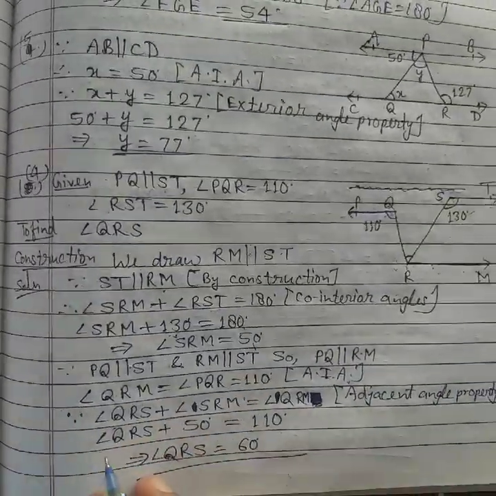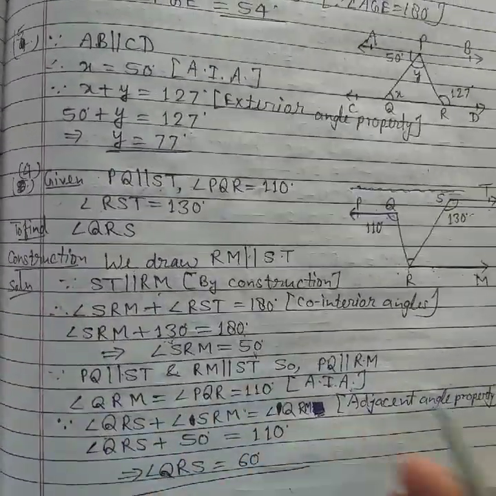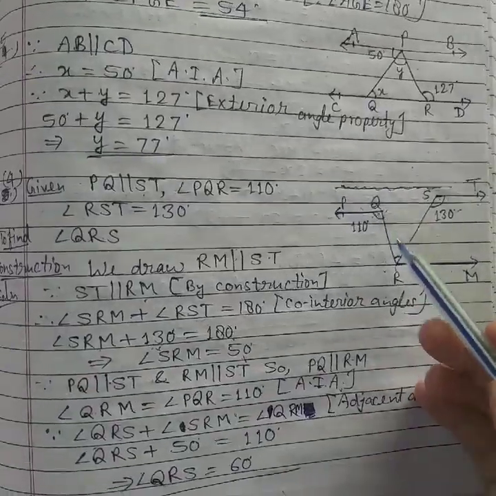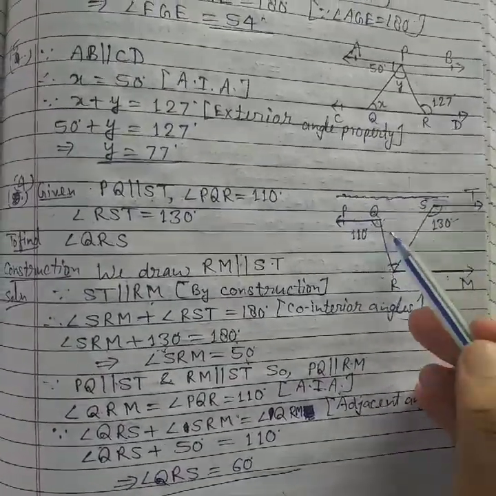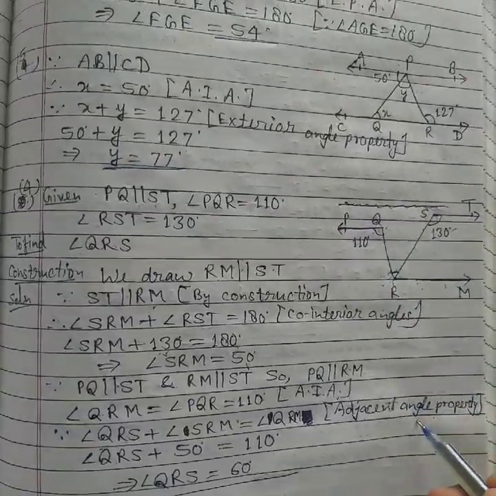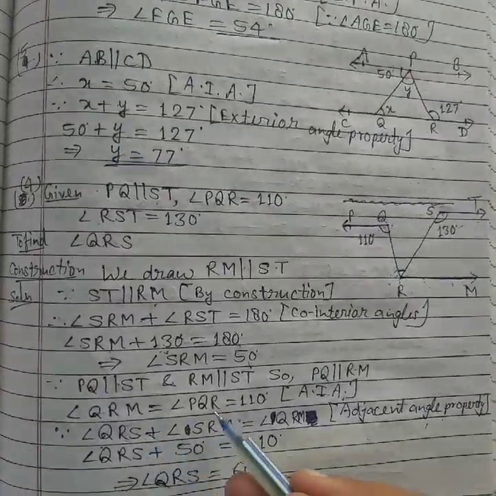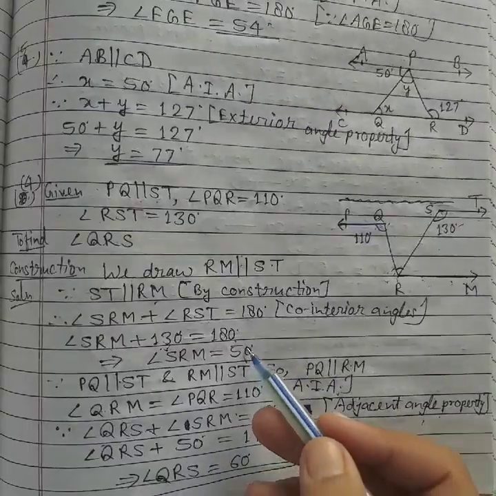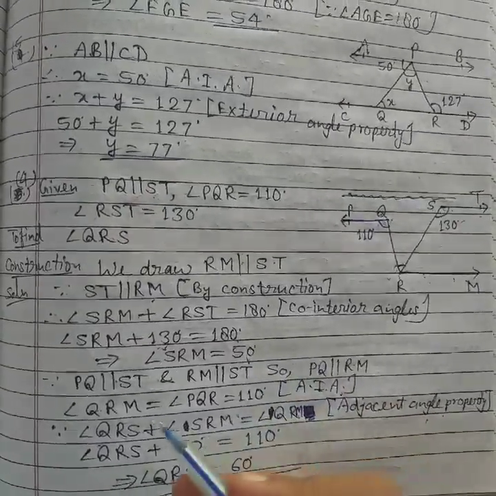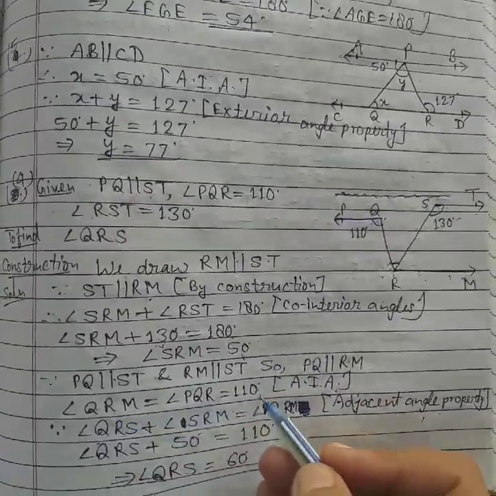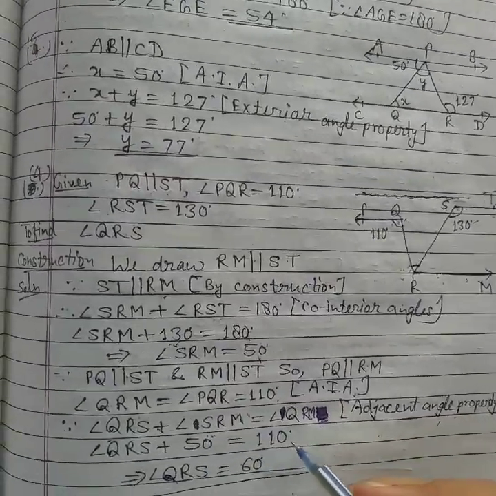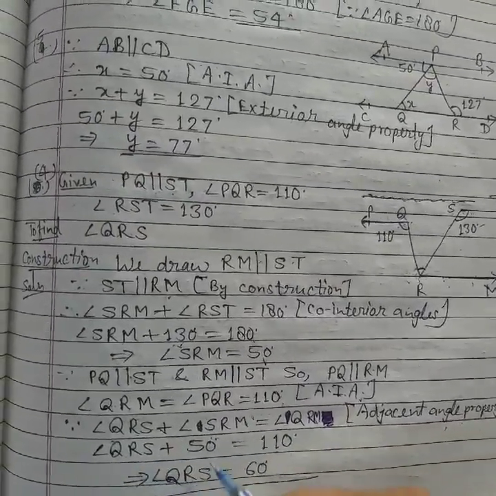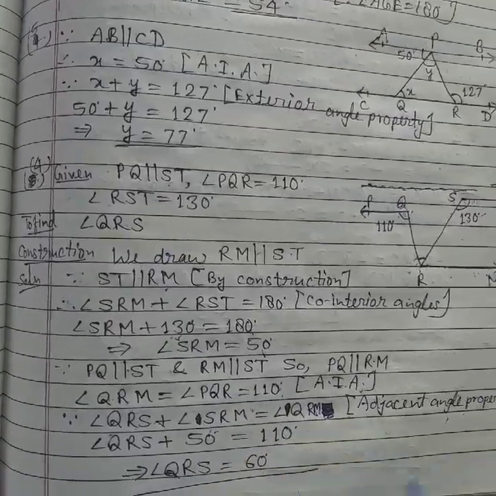Okay, here we broke the angle QRS. Angle QRS plus angle SRM equals angle QRM by the adjacent angle property. Now QRS as it is, plus angle SRM, which we found here to be 50 degrees, equals angle QRM. We found angle PQR equals 110, so we put 110 degrees here. Now 50 goes to the RHS and is subtracted from 110. So angle QRS equals 110 minus 50, that is 60 degrees. Clear. Now move to the next question.